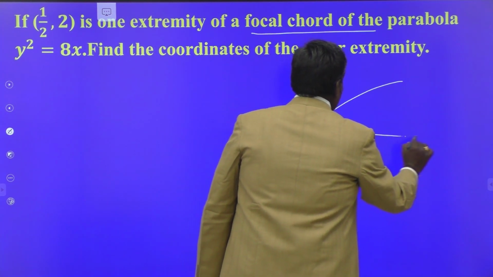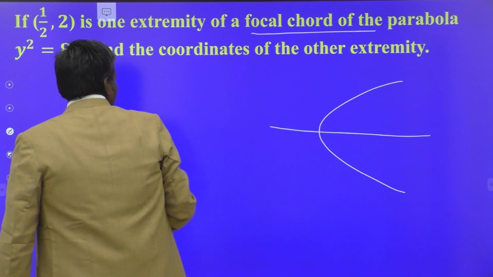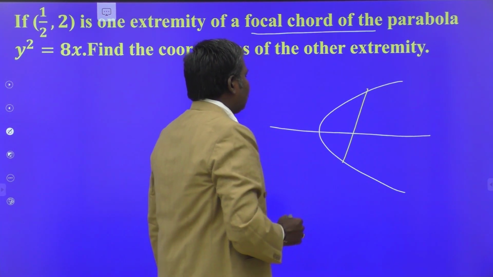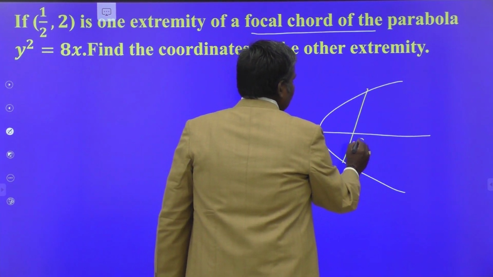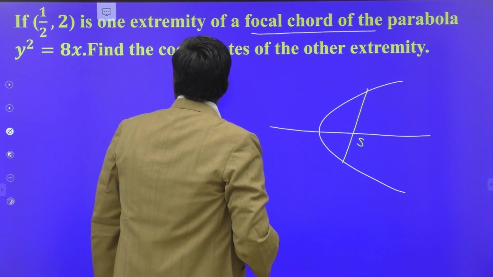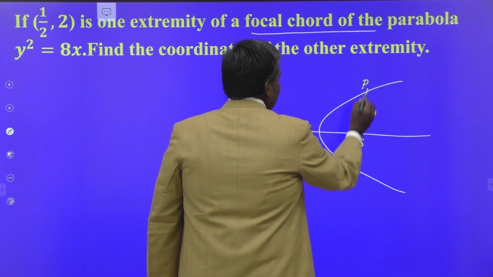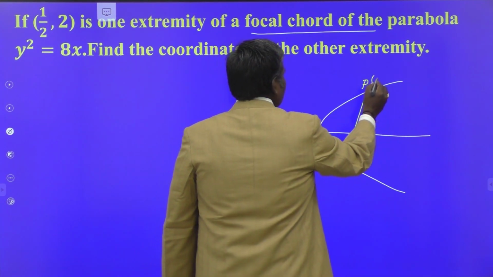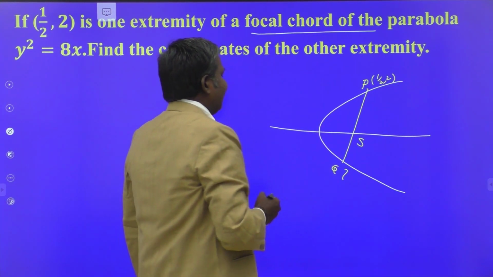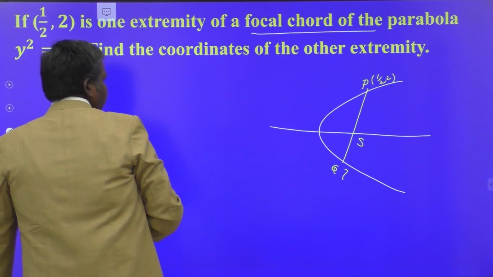This is the axis of the parabola. And we are taking the focal chord. This is the focal chord. A chord which is passing through the focus is called a focal chord. And one extremity is also given to you, 1 by 2 comma 2. Suppose this is P, say. If the other end is Q, the coordinates of P are 1 by 2 comma 2. We have to find out the coordinates of Q, that is the other extremity of the focal chord.